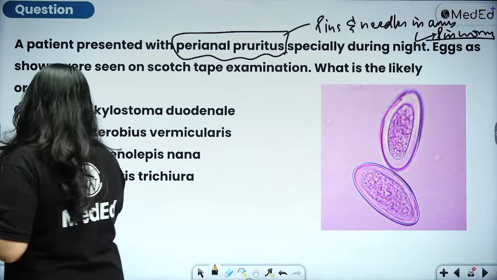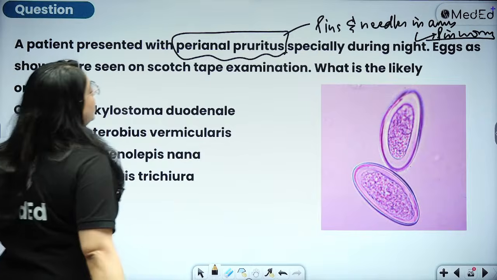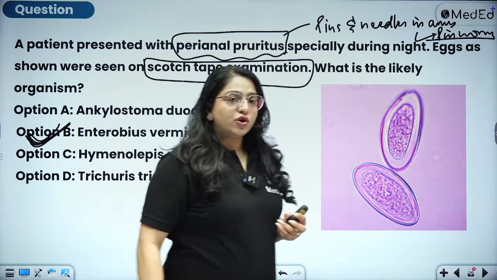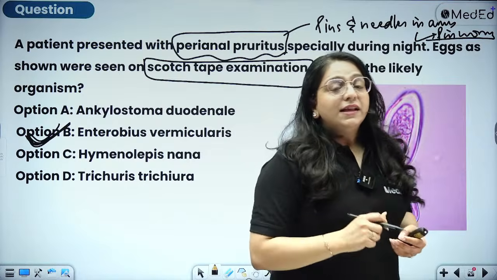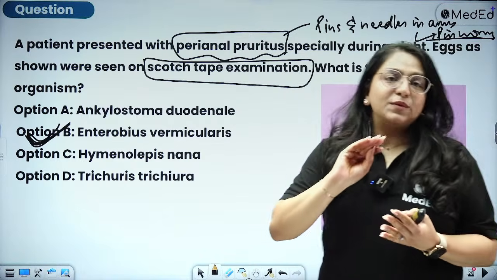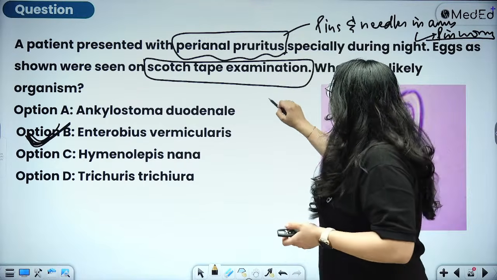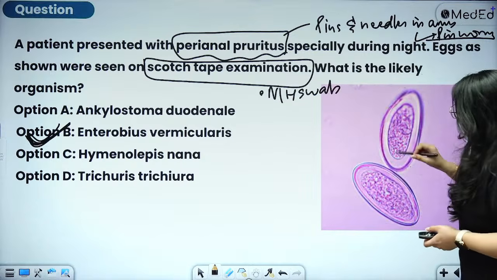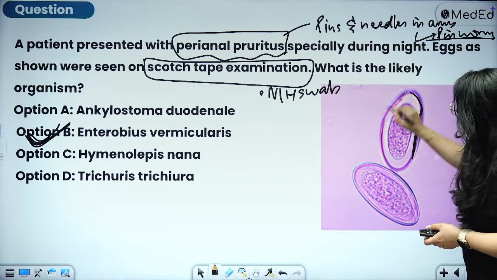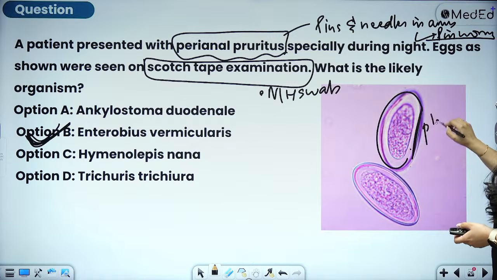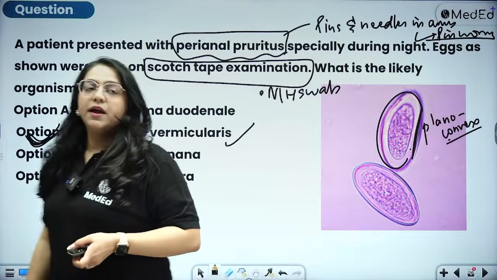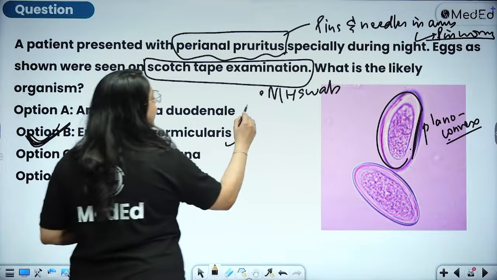What is pinworm? Enterobius vermicularis. And we also know the Scotch tape examination. They might write the mother saw threads in the underwear. They might write the sample was taken using an NIH swab. Any of this if they write, you know. And this egg, what can you see? The D-shaped plano-convex eggs. I mean, this is so boring now to even discuss. Enterobius vermicularis or pinworm.